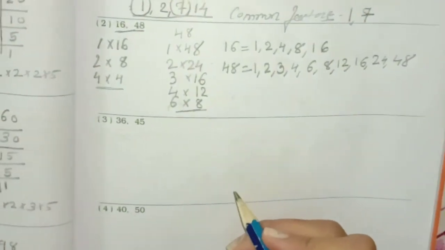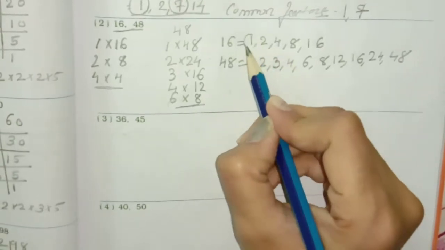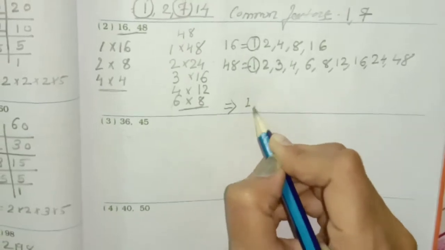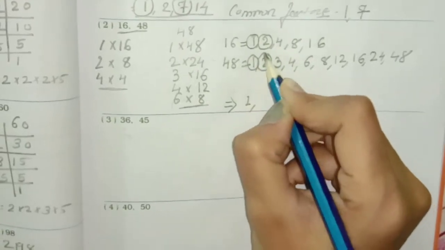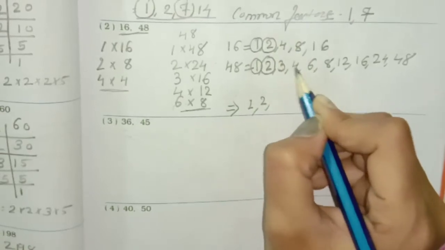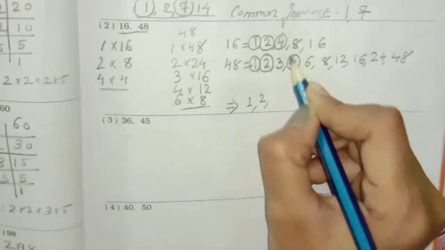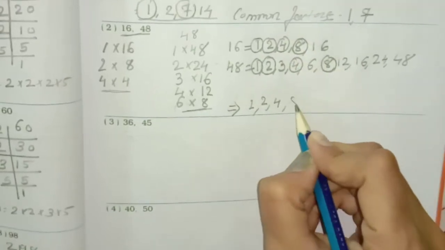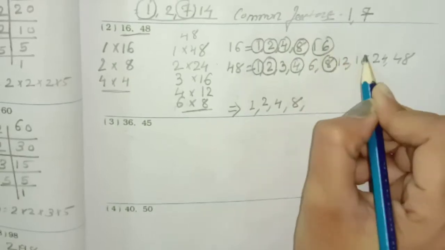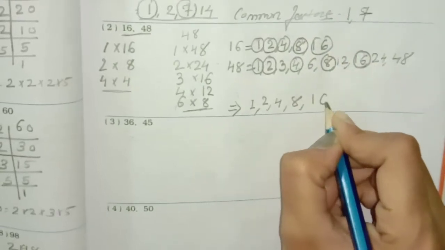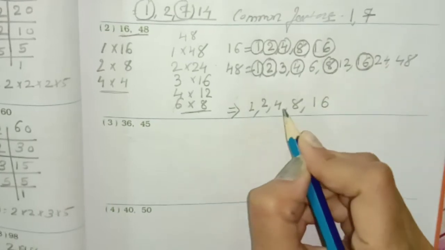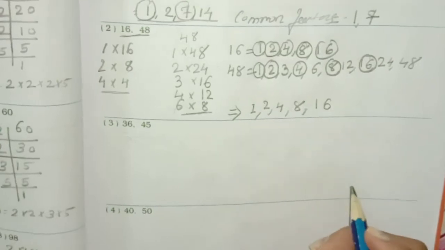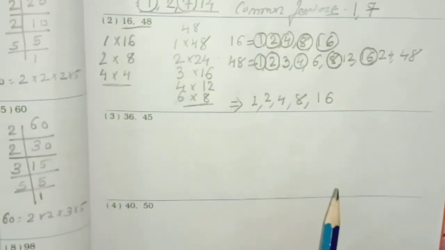Now we will find the common factors. Which is common? First 1. So we can write here common factors: 1. Then 2. 4, yes, 4. Then 8. 16, yes, 16 also here. So 1, 2, 4, 8 and 16 are the common factors of 16 and 48.